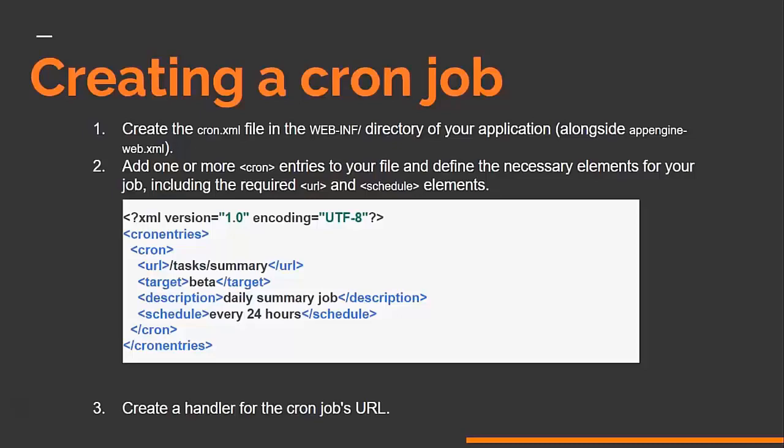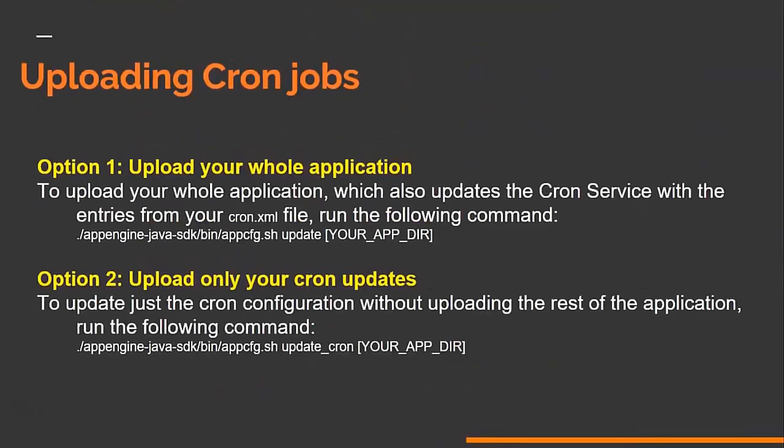So how are you going to upload these cron jobs? For uploading them, you can use the appcfg.sh tool to upload your cron jobs to your App Engine. Upload your whole application by using the entries from your cron.xml file, where we run a command from the App Engine Java SDK bin, the appcfg.sh file. This is the location from where I'm going to update your application, and you can specify your application directory here.